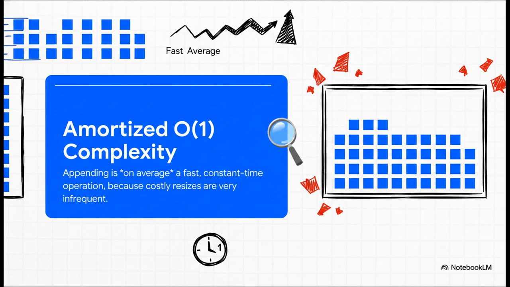The fancy term for this is amortized O(1) complexity. But really, it's just a simple promise. On average, this is going to be fast. It's a beautiful piece of engineering.